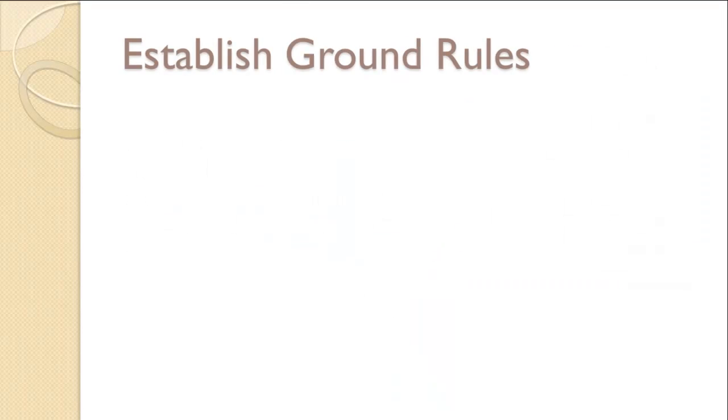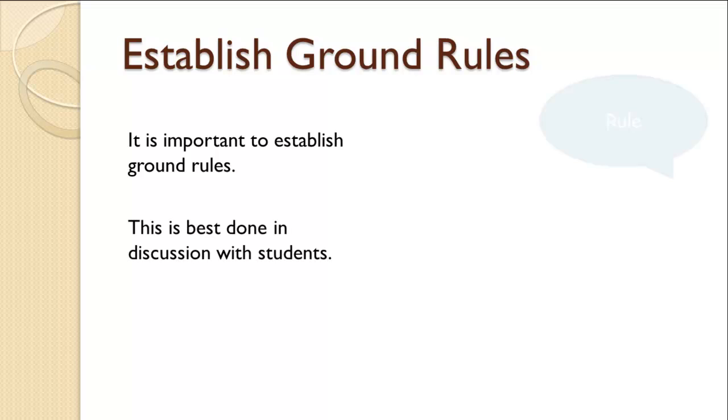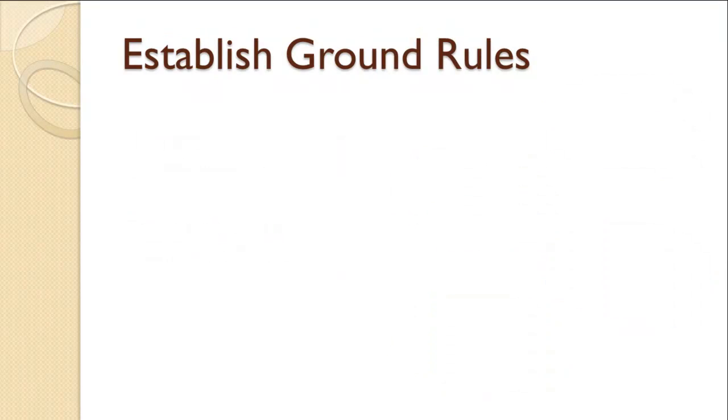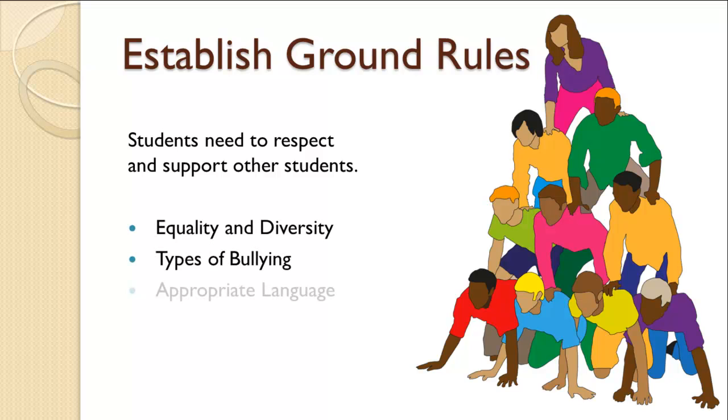Students need to understand expectations, so it is important to establish ground rules. This is best done in discussion with students, but there are some basic elements that should not be left out. Your students should be made aware of the need to respect and support other students. This could be linked to a discussion about equality and diversity, types of bullying, appropriate language, and appropriate behavior.